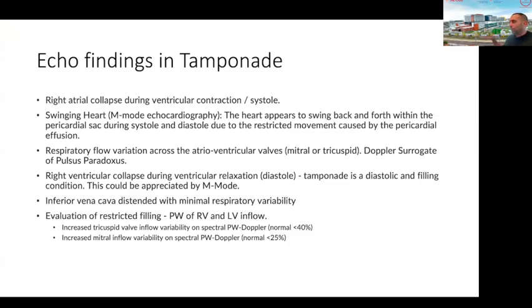Changes with the respiratory flow. So even intubated, you might see some of these variations. So it's the Doppler surrogate of the pulsus paradoxus. Right ventricular collapse. So it means that when the RV is supposed to expand, it actually collapses again. So that could be a sign. Very distended venous return. So if you look at the SVC, IVC, and you see a huge IVC, huge SVC, and you see retrograde flow into them, that could be indication of tamponade. And I already mentioned the flow.